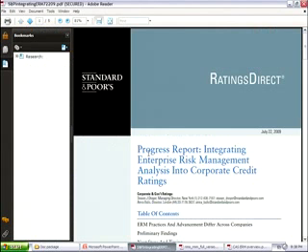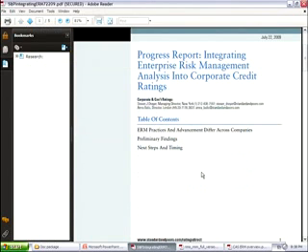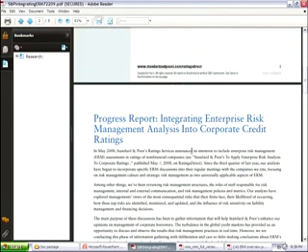Integrating enterprise risk management into corporate credit ratings. Now that was the driver behind doing all of this assessment work. So the idea is that once they benchmark the organisation, that may be used as supporting information for the credit rating of that organisation. So yeah, what it's all about, what's going on there.